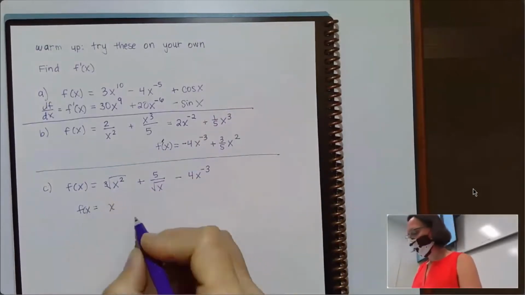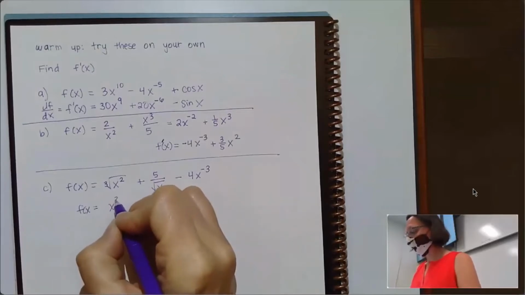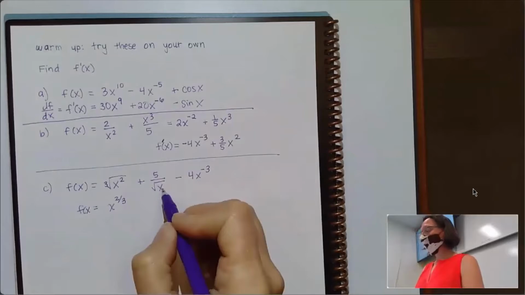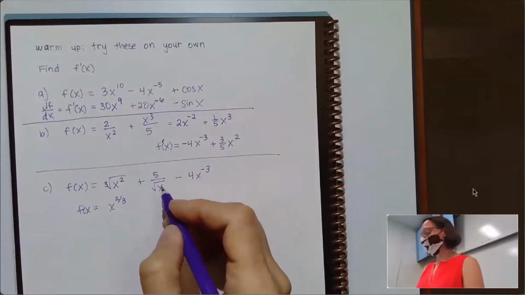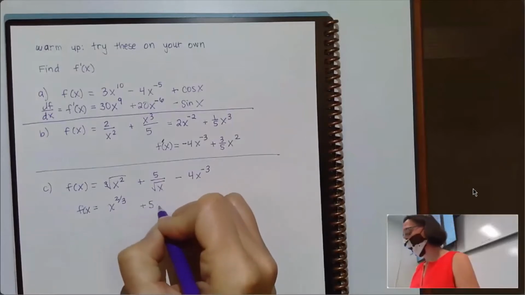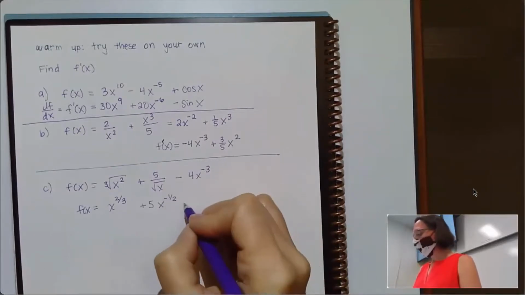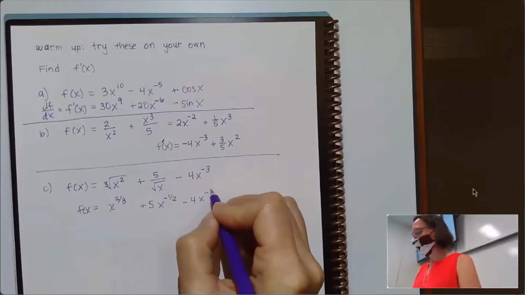Here, I'm not taking a derivative. I'm just rewriting the function. That's x to the 2/3. The square root of x is x to the 1/2 power. Because it's in the denominator, I can write that as 5x to the -1/2. And this last piece is already the way I want it, so I'm going to leave it alone.